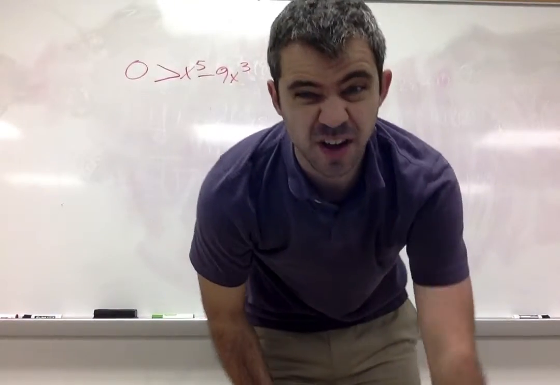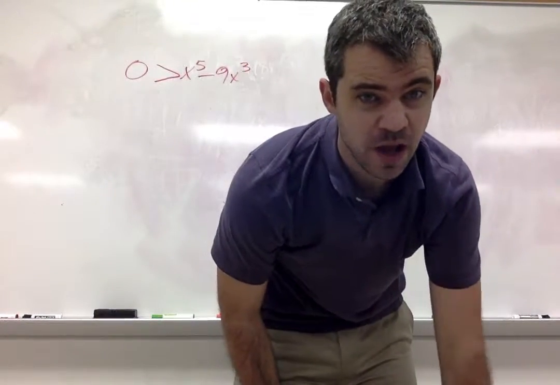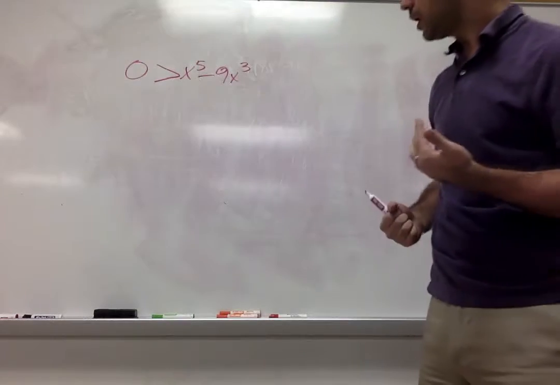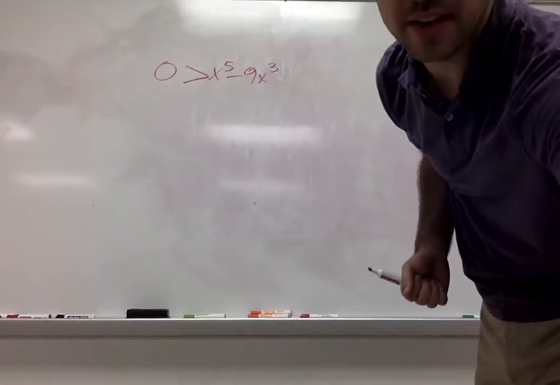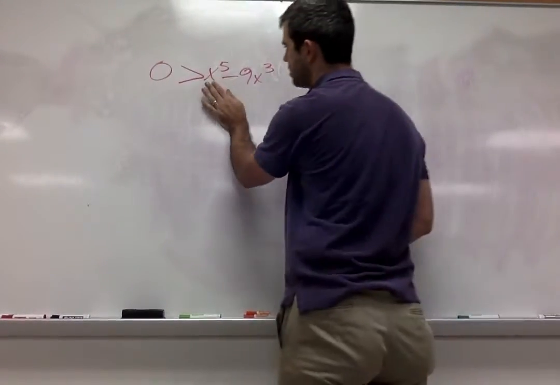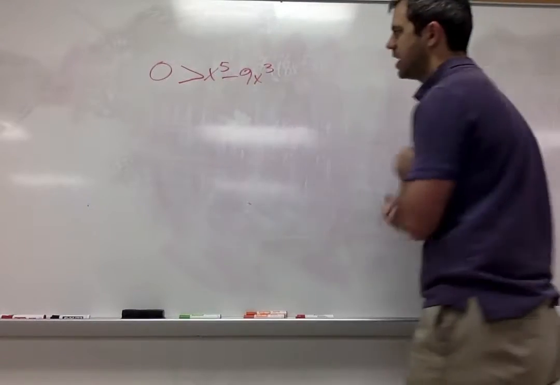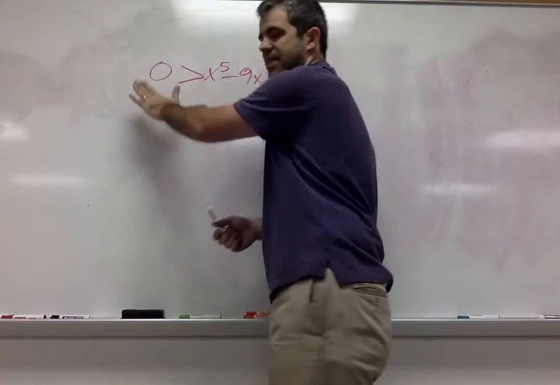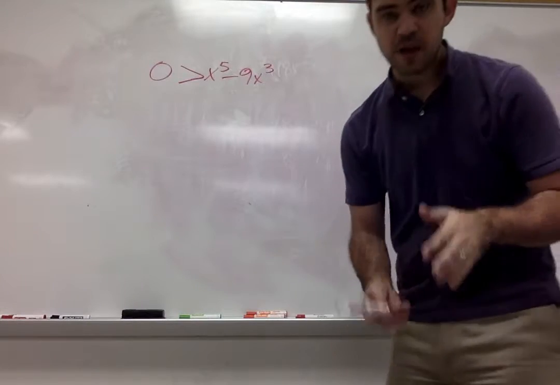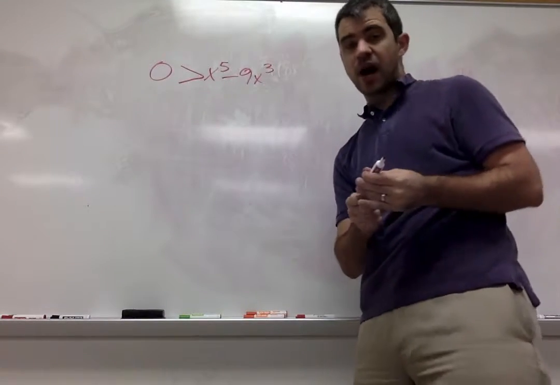All right, I'm going to show you how to solve polynomial inequalities. So let's say I've got this guy right here: x to the fifth minus 9x to the third is less than 0. Now, if this was equal to 0, we kind of know how to do this.